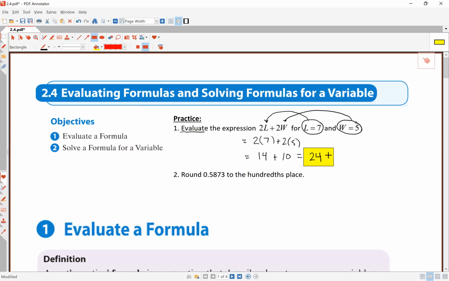Practice 2 says to round 5,873 10,000ths to the hundredths place. We like to say 0.5873.